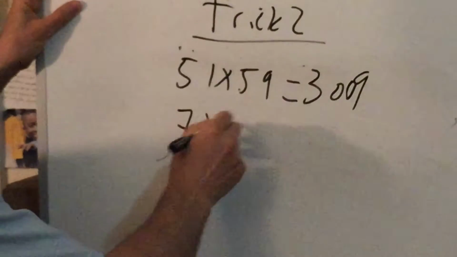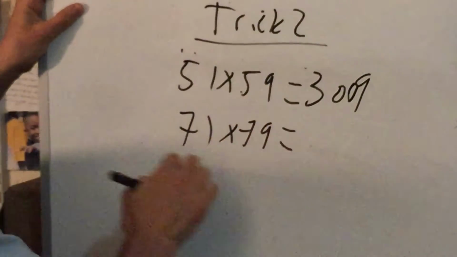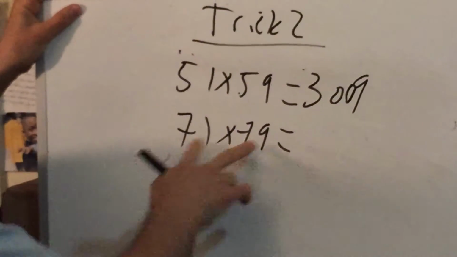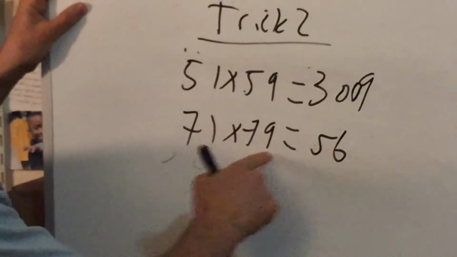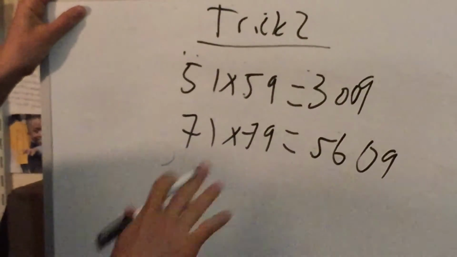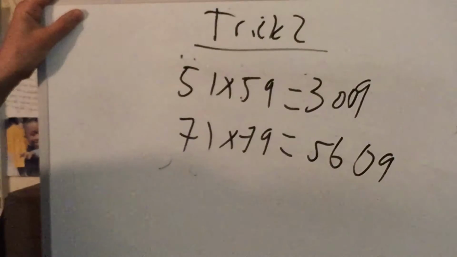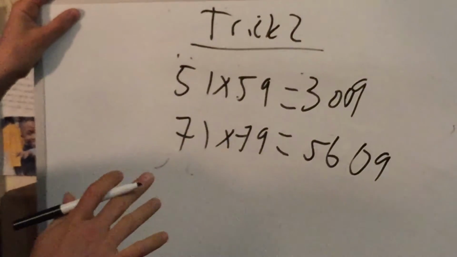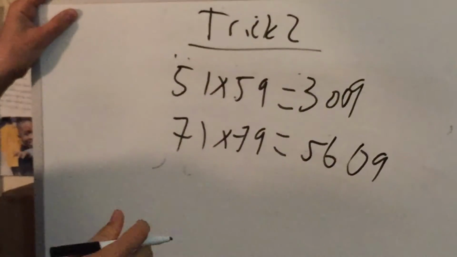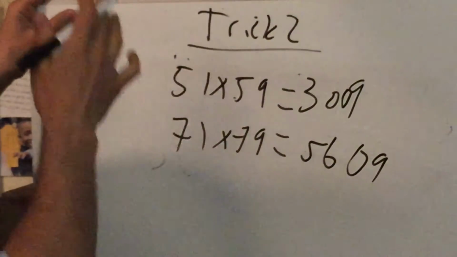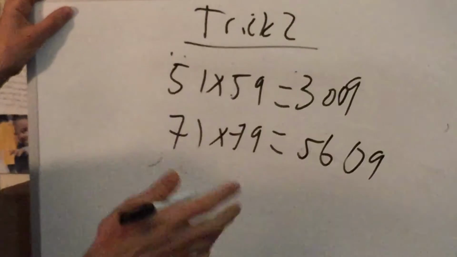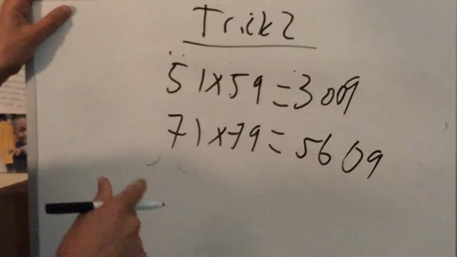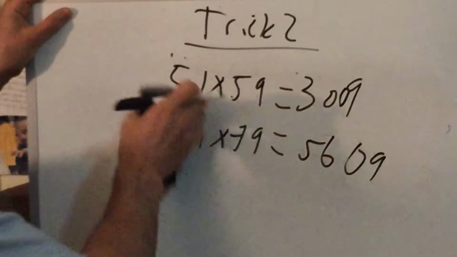So if you do 71 times 79, it should be 7 times 8, and then 09. Other than that, you should be good to go. So remember, trick 2, when it works, is really powerful. But you might be thinking, well, trick 1 sucks. Trick 1 doesn't suck because it works in more cases than trick 2. But when trick 2 works, so let's go here.